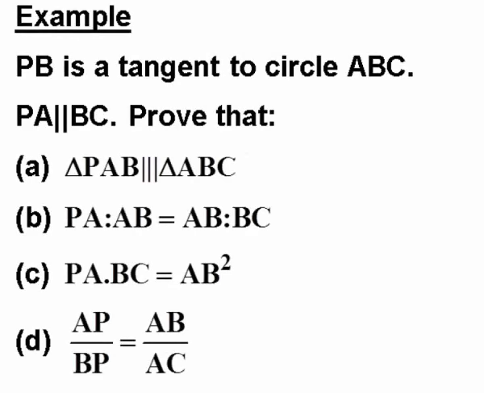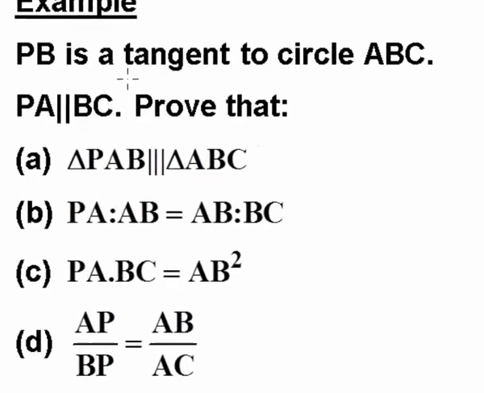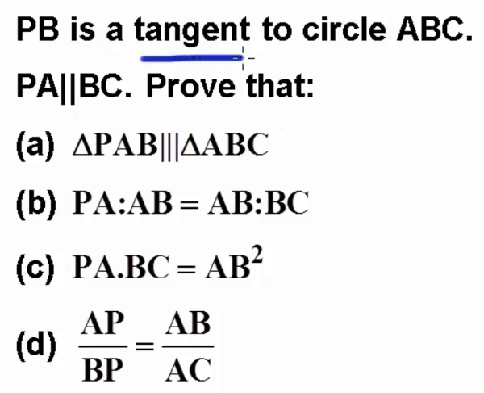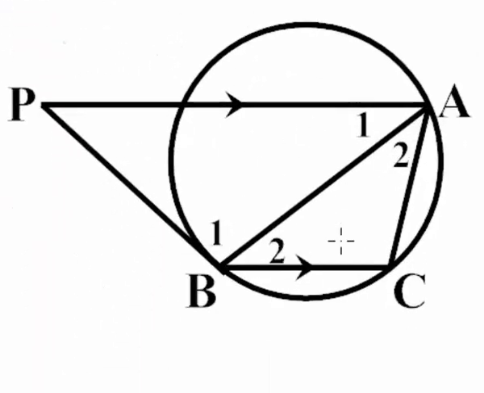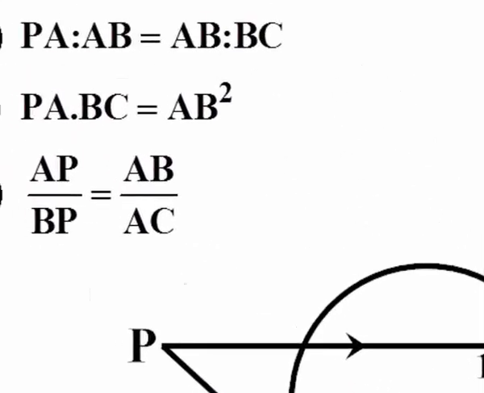Okay, grade 12s, let's have a look at another example. It says PB is a tangent to the circle and PA is parallel to BC. So PB is a tangent to circle ABC. Well, what do we know? We know that B1 is equal to angle C. The angle between the tangent and the chord is equal to the angle in the alternate segment.